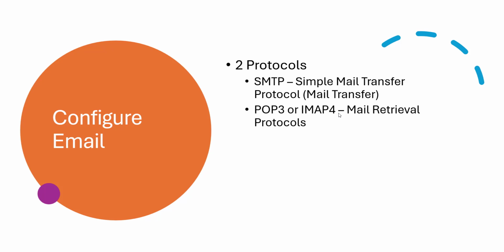To configure email on a network, you need two protocols. The first protocol is SMTP, which stands for Simple Mail Transfer Protocol. The second protocol is either POP3 or IMAP4. Those two protocols are known as mail retrieval protocols.